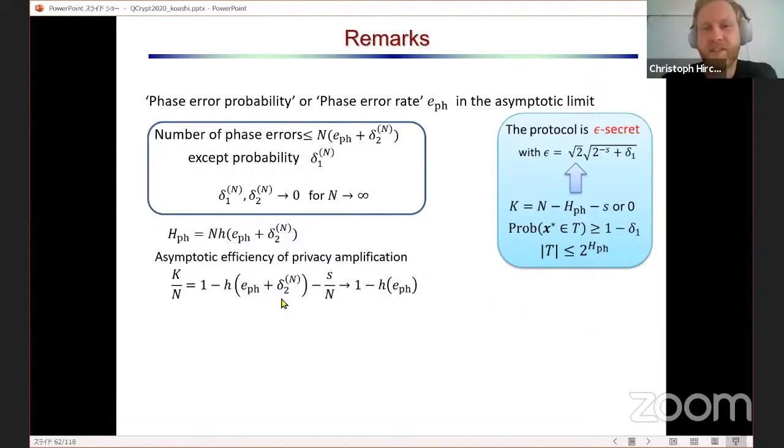Okay, thank you for the answer. There's a second question now that is, I think, mostly a question about a reference. You mentioned that you can use any two-universal function for privacy amplification. Where can one find a rigorous proof of this in the complementarity approach?